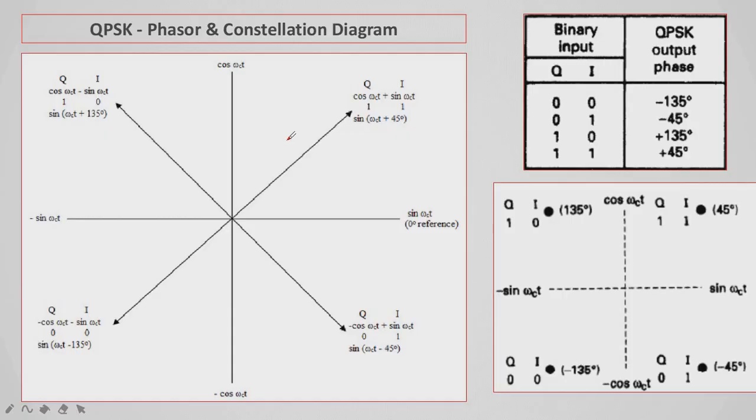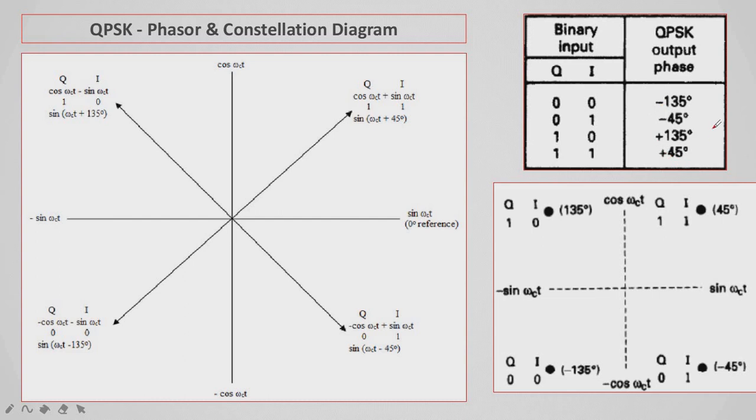This is the constellation diagram I have drawn previously. The QPSK phasor constellation diagram is the basic representation. On the right-hand side you can see the binary input and QPSK output. If it is 0 0, the angle is minus 135, the third quadrant. If it is 0 1, it is minus 45, the fourth quadrant. If it is 1 0, plus 135, the second quadrant. And if it is 1 1, it is plus 45, the first quadrant.